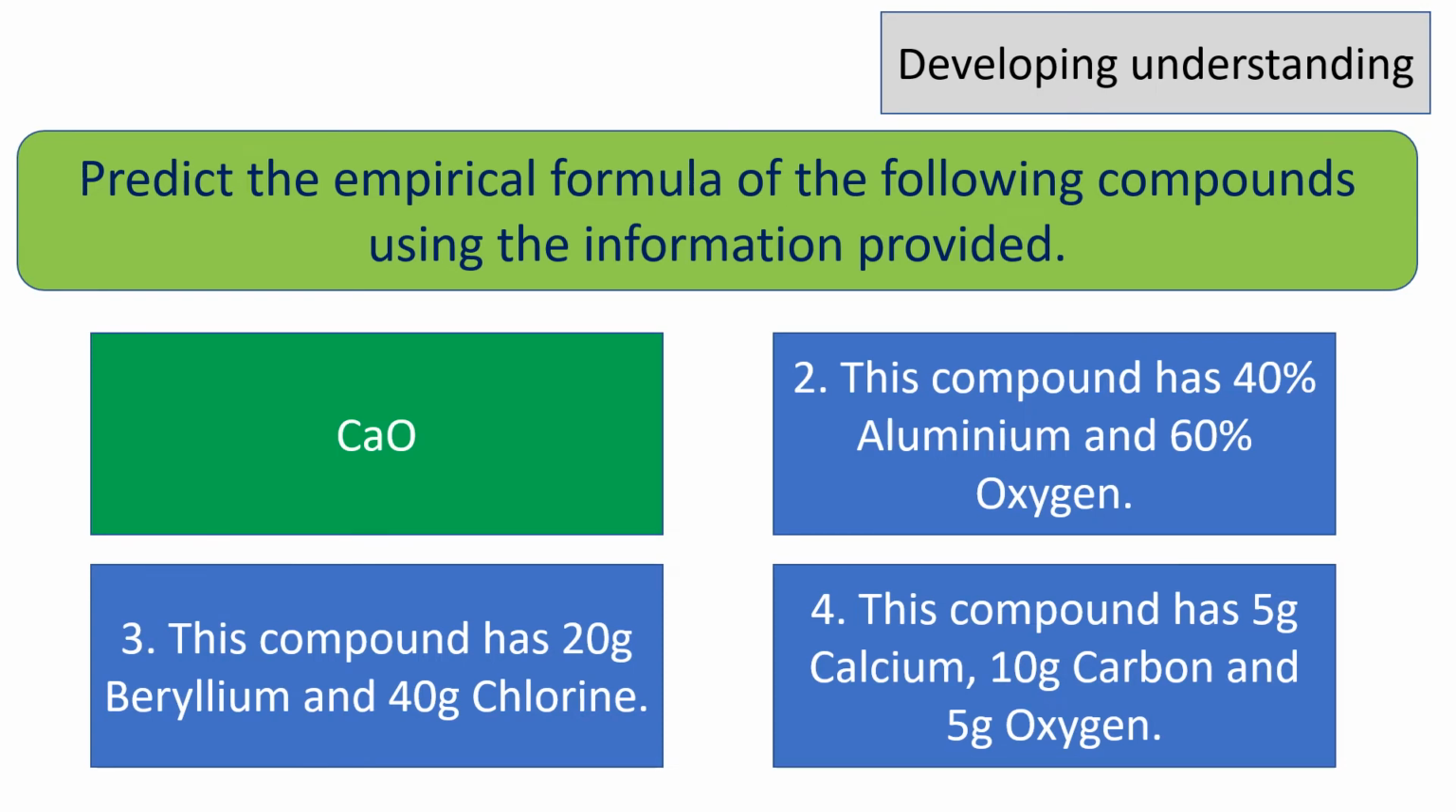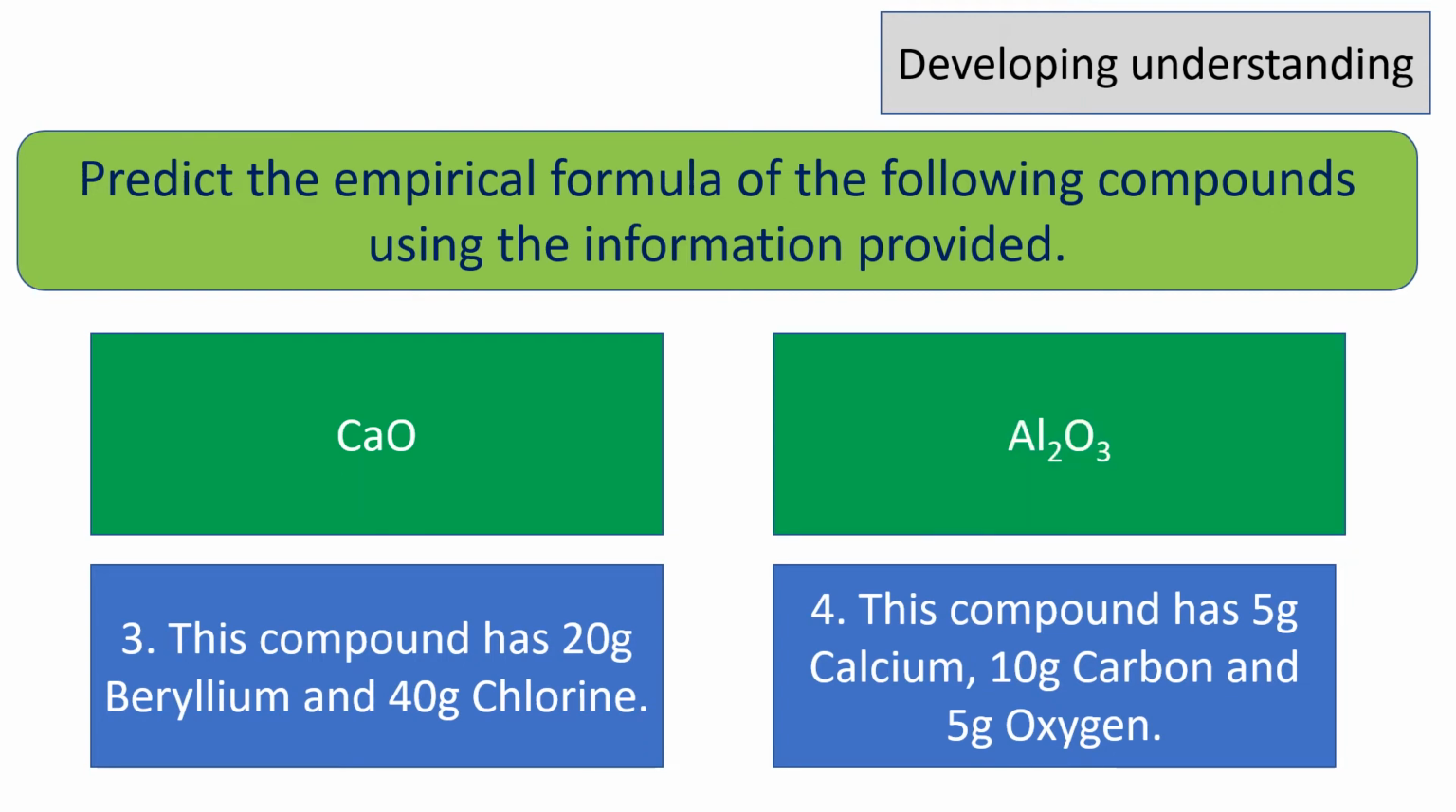For number 2, the compound has a 40 to 60% ratio, so 40% aluminium to 60% oxygen, so 40 to 60. I could simplify that to 4 to 6, and I could simplify that down to 2 to 3, I think. Yes, and so I have the formula Al2O3.